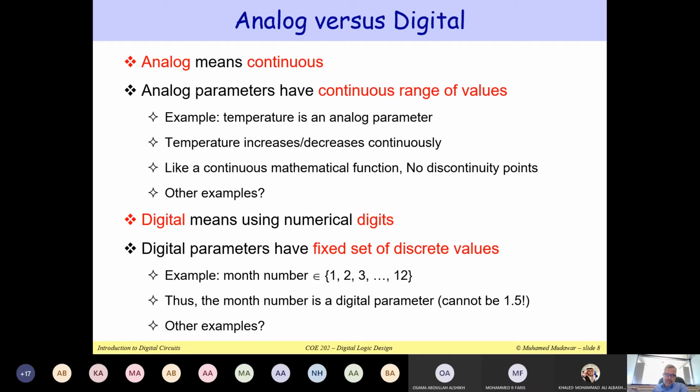Do you have other examples about a digital parameter, other than the month number? I just gave one example here. Give me another example about something which is like a digital parameter. I cannot hear anyone. The charge of the battery of a phone or a tablet or any device. The charge.